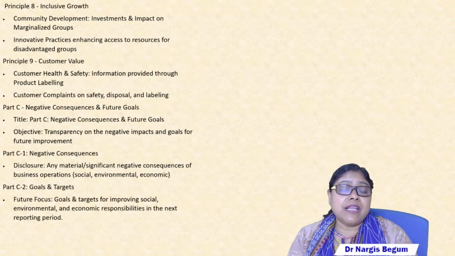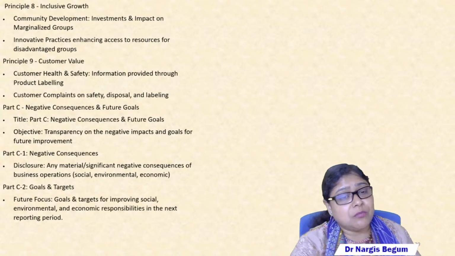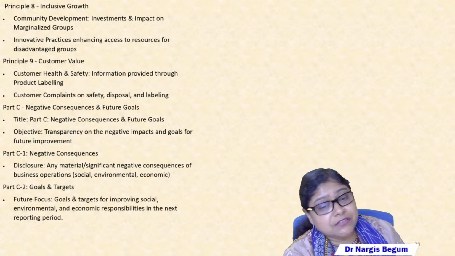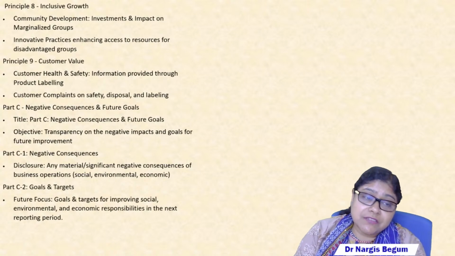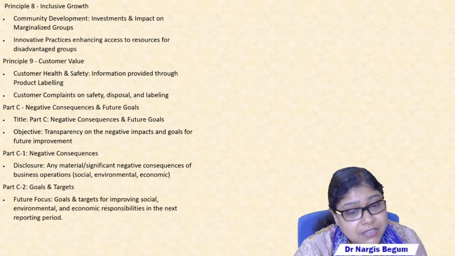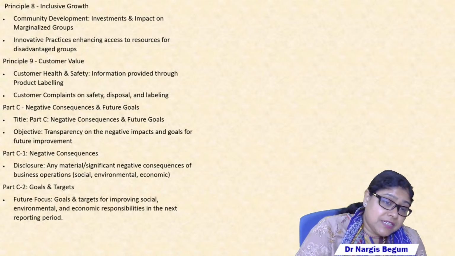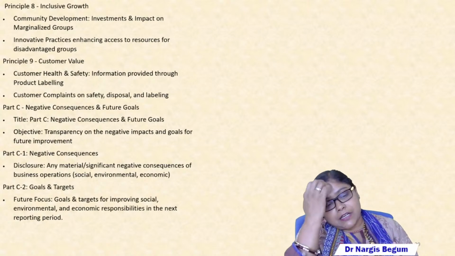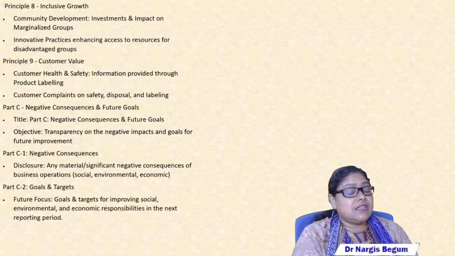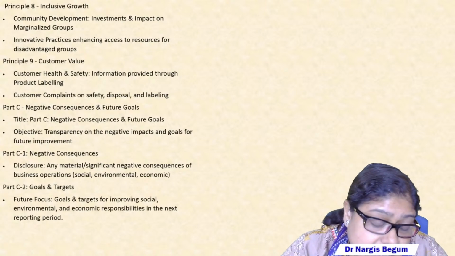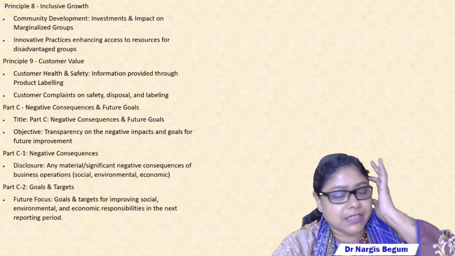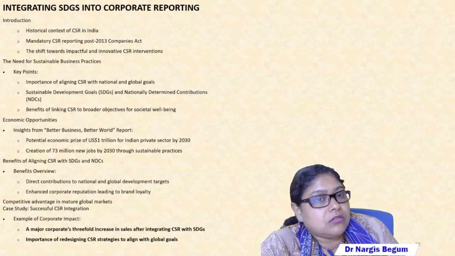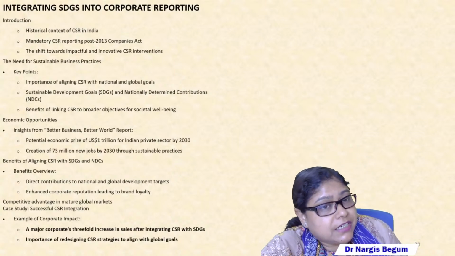Now, part C comprises the negative consequences and the future goals. When we are talking about the negative consequences and the future goals, the objective is that there should be transparency on the negative impact and goals for future improvement. Now, what are the negative consequences? Any material or significant negative consequences of the business operations have to be taken, that is all social, environmental, and economic. Next are the goals and the targets, that is the future focus. The goals and the targets for improving the social, environmental, economic responsibilities in the next reporting period are to be set. Now we discuss how these SDGs could be integrated into corporate reporting.